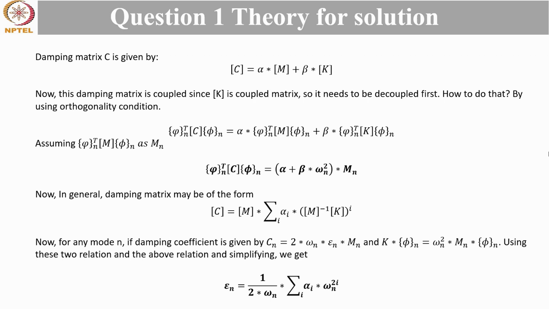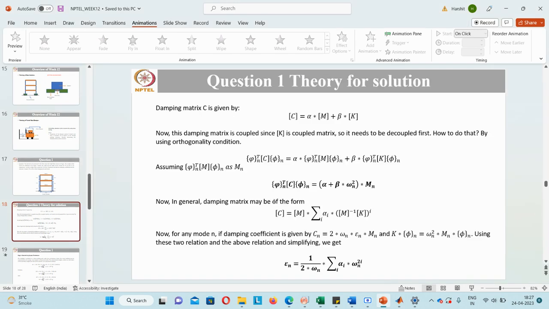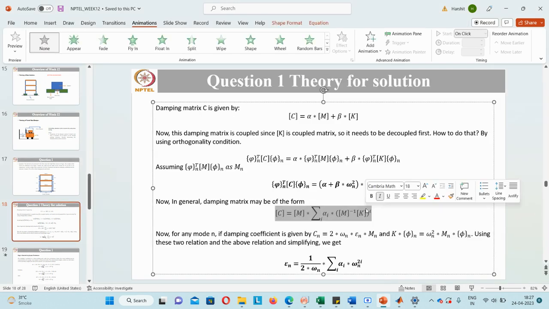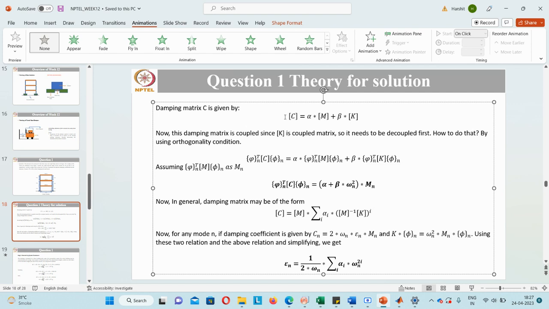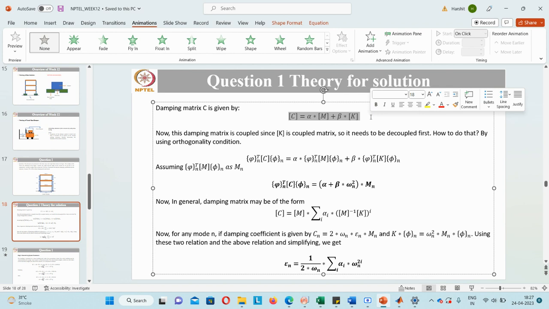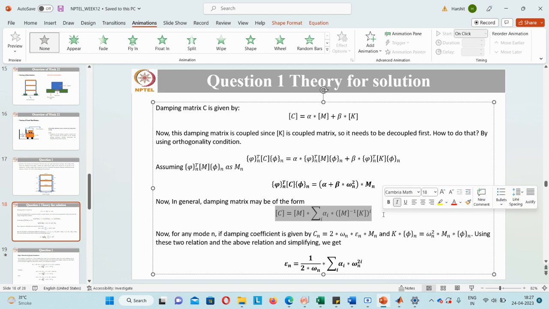Now, in general, the damping matrix is written in the form C matrix is equal to M matrix times the summation of alpha i times M inverse times K matrix to the power i. Now, this is a generalized form of writing a damping matrix. And the first equation at the top that we saw is a special case of this matrix. And when we substitute i equal to 0 and 1, we get that matrix. So this is a special case of this generalized matrix only.